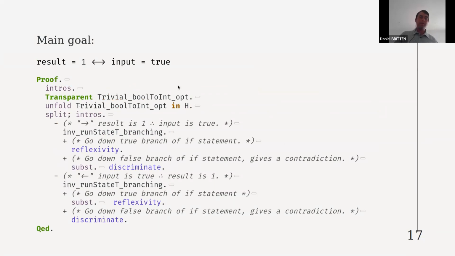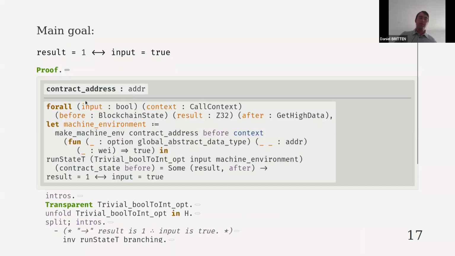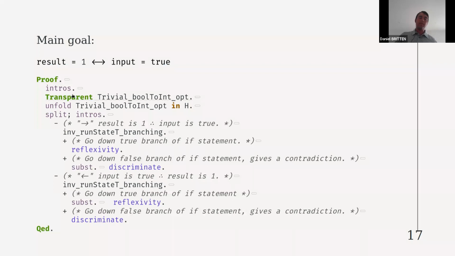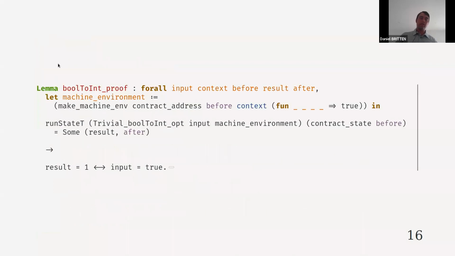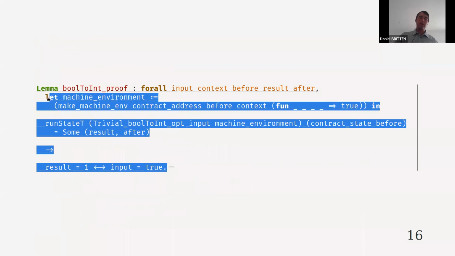Cool. So the main goal that we're trying to prove is, as before, the result is 1 if and only if the input is true. If we look at the proof, we have this contract address in the context, and then it looks a bit complicated, but it's exactly what we had on the previous slide, essentially this section here. So all of this is what we're trying to prove.